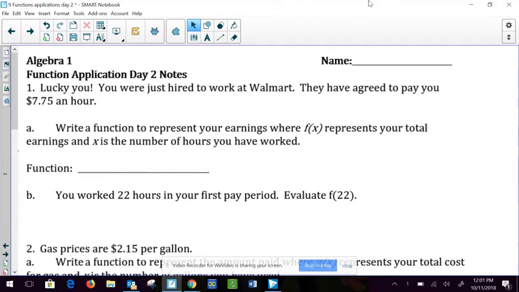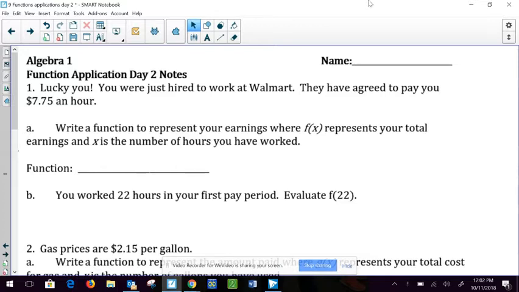Hey everybody, welcome back. Today we're going to have some more application fun. These are going to be really similar to the problems that we've done in the past. The only difference is instead of being given the total cost or a final answer and solving for x, we are actually going to be writing an equation that represents any situation.